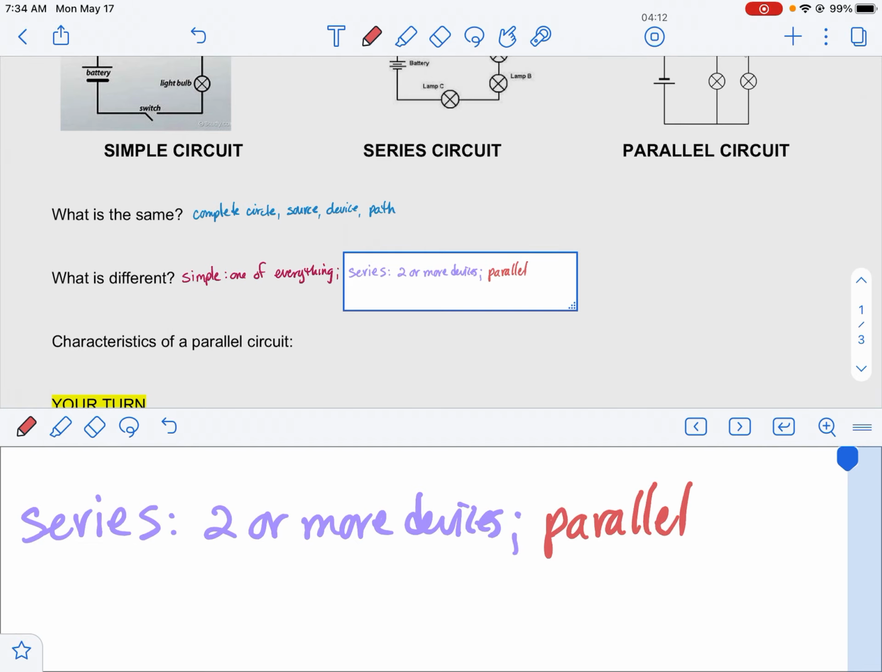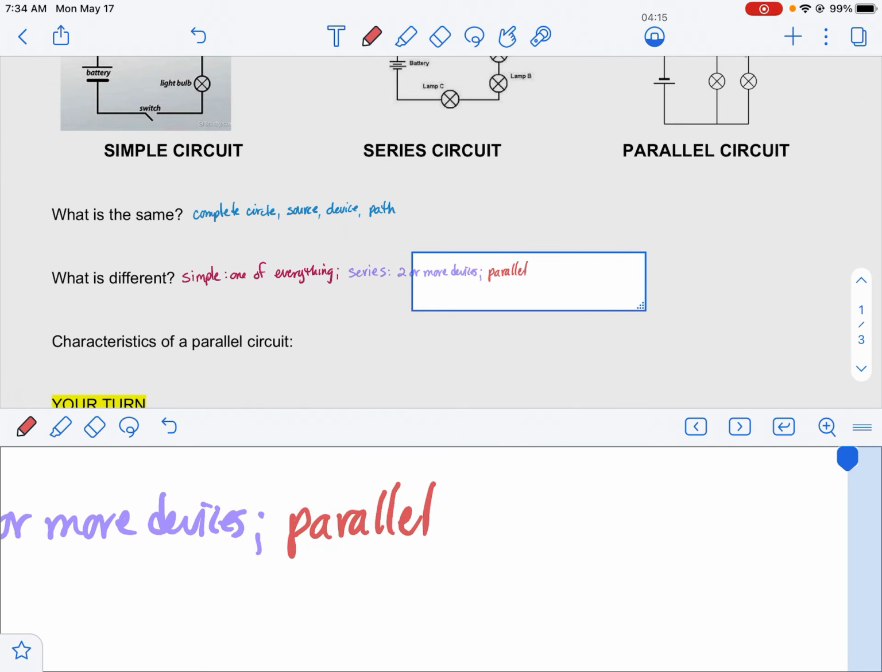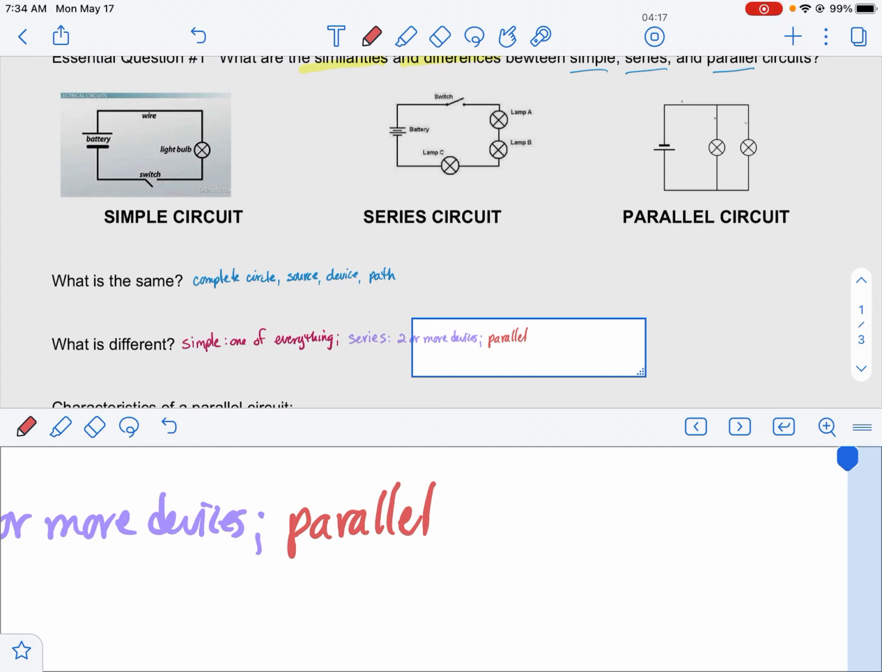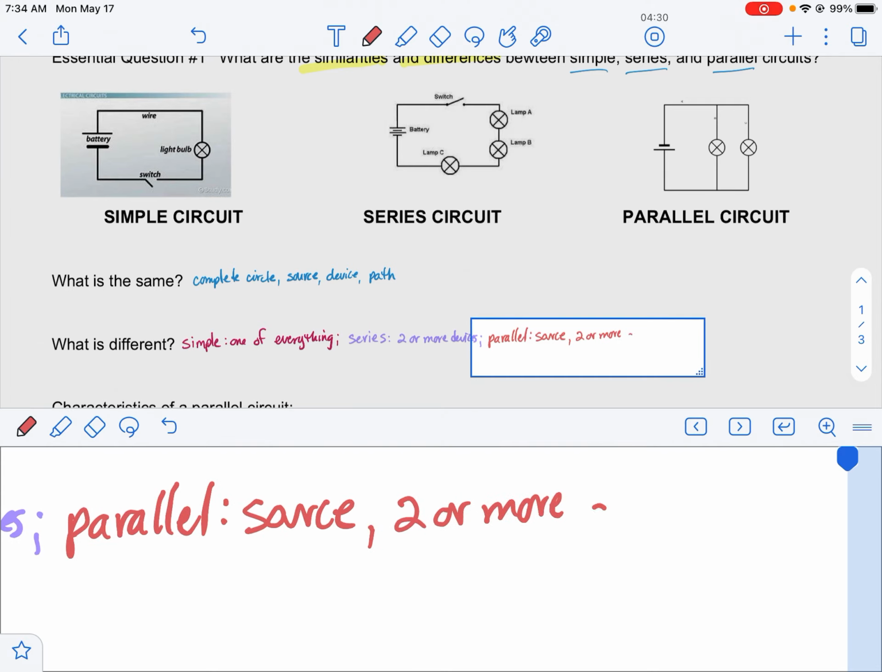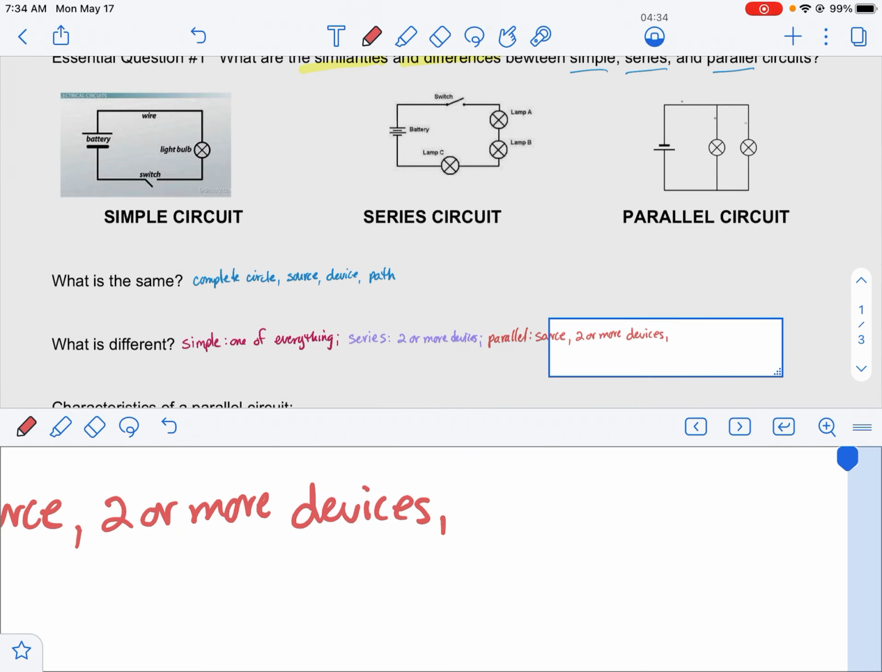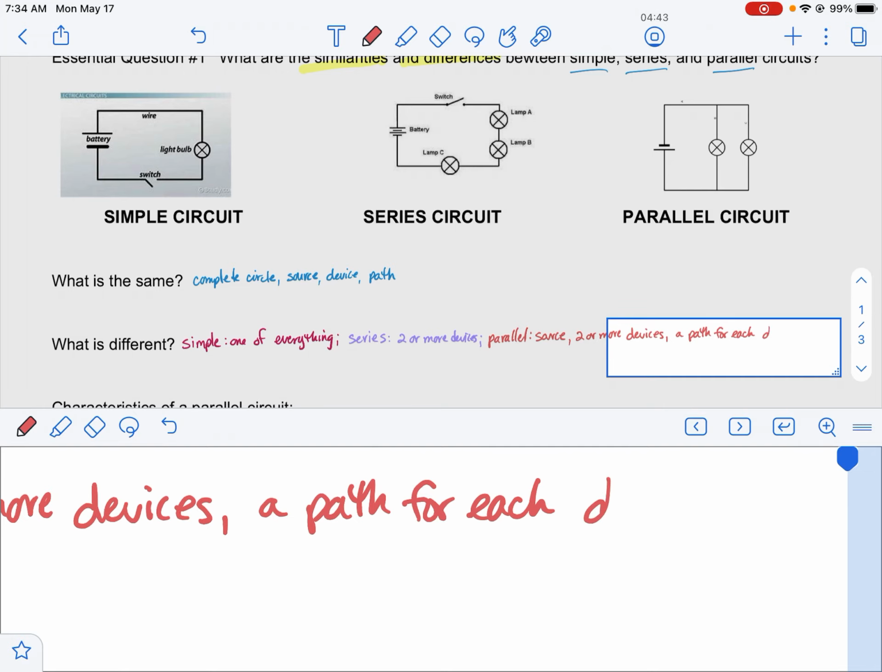And what do we know about parallel? Parallel seems to have, well, let's see. What do you see? There's still a source. There probably could be more than one. There's still two or more devices. But the biggest difference here, can you see it? A path for each device.